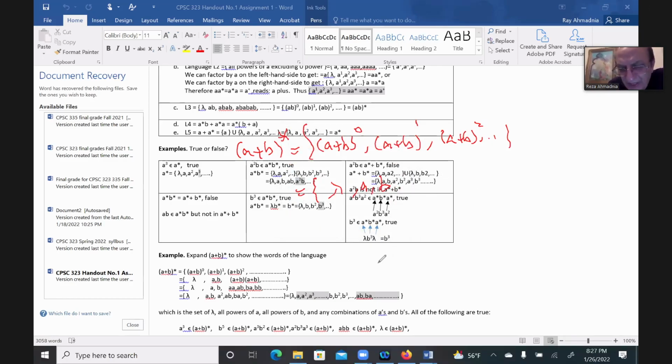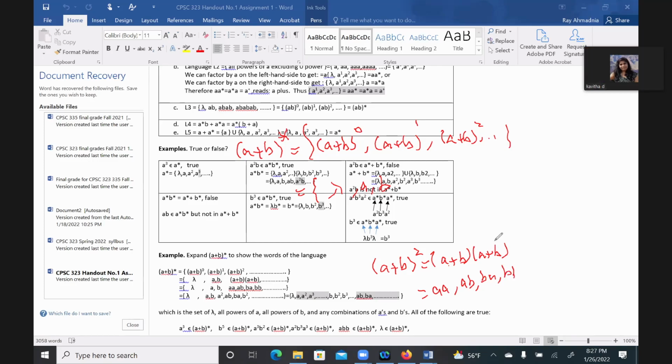What is A or B to second power? It means concatenate this parenthesis to itself twice. Correct? Yes, perfect. Now do the concatenation: AA, AB, BA, and BB. So I have all words of length 1, all words of length 2, and I'm going to have all words of length 3 here.